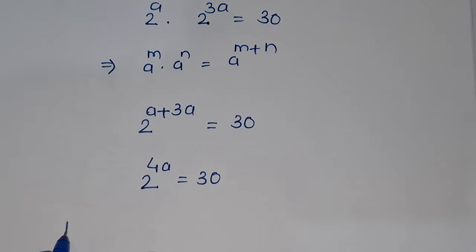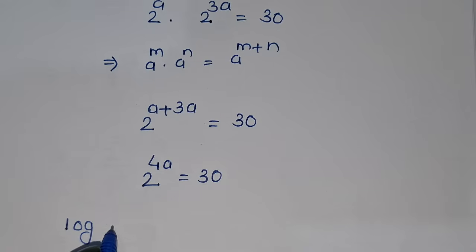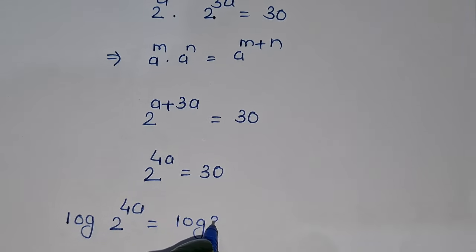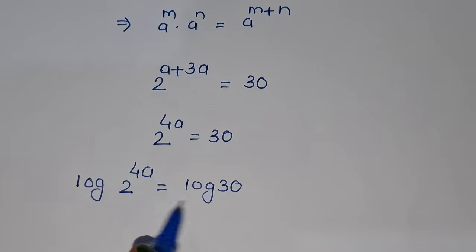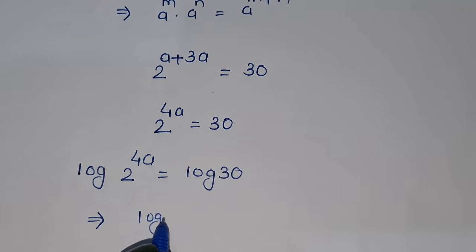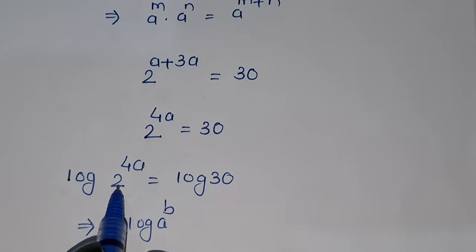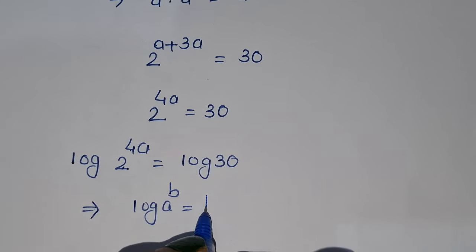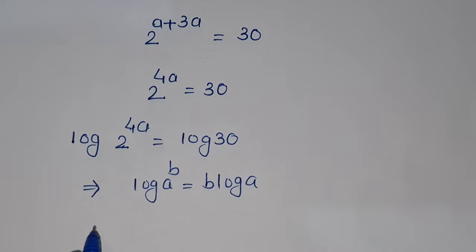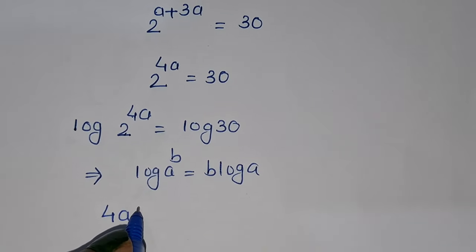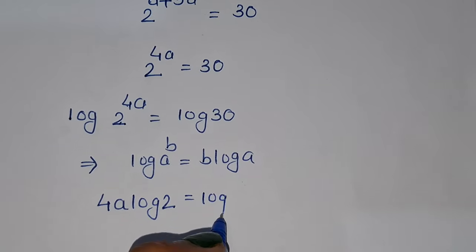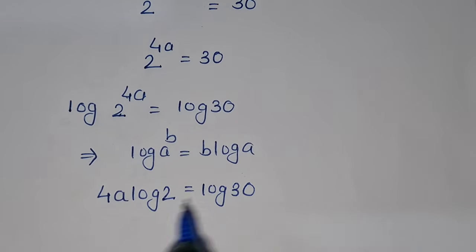So taking log on both sides, we will get log of 2 power 4a is equal to log of 30. Now log of 2 power 4a. Here again we are using one formula: log of a power b is given, so the value will be b log of a. So using this formula, it will become 4a times log of 2 is equal to log of 30.